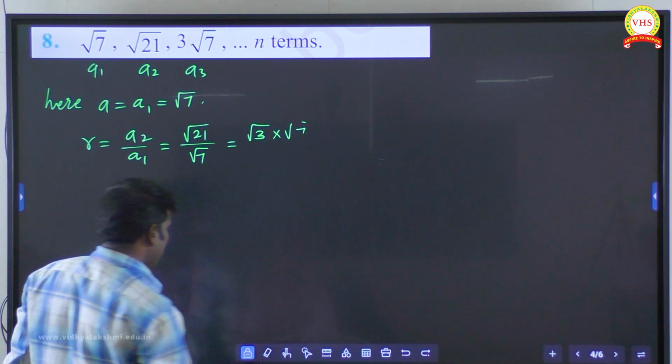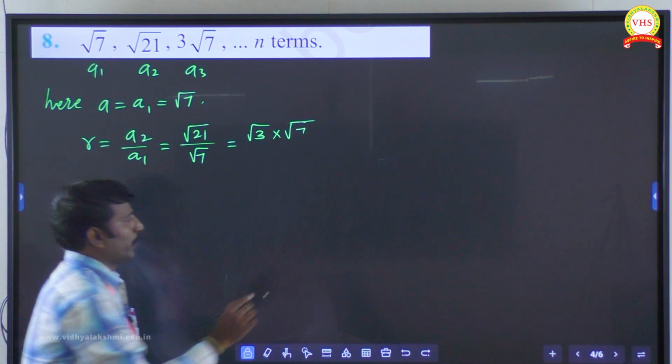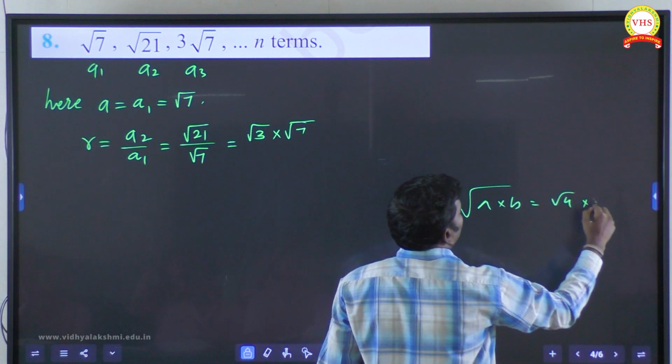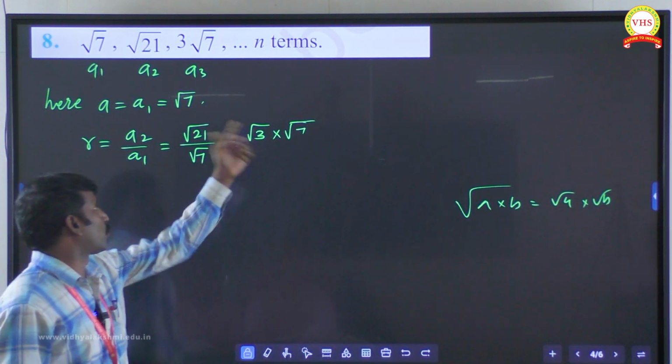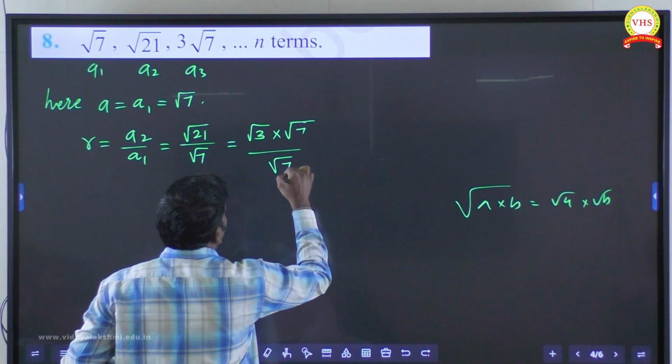We can write, am I right? Square root of a into b equals square root of a and square root of b. When you multiply, you will be getting the previous. So 7 3s are 21, you will be getting the previous question. Do you understand? Right. Whole divided by root 7 I have.